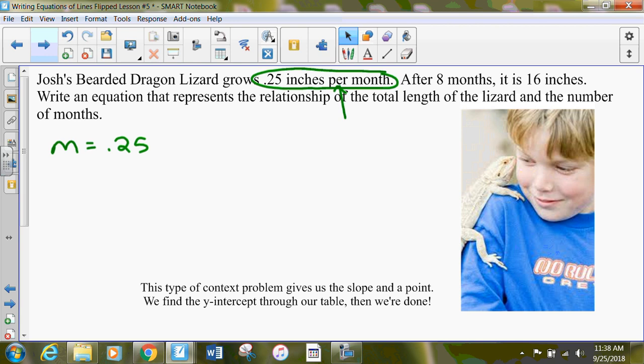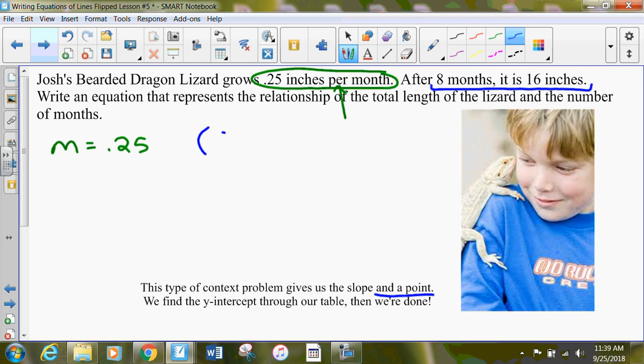Then it says that we have a point, right? It gives us a slope and a point. So we're looking at these two numbers, and this is a point. Our point is (8, 16), where the x part of our point stands for months, and the y part of our point stands for inches. So they gave me a point.